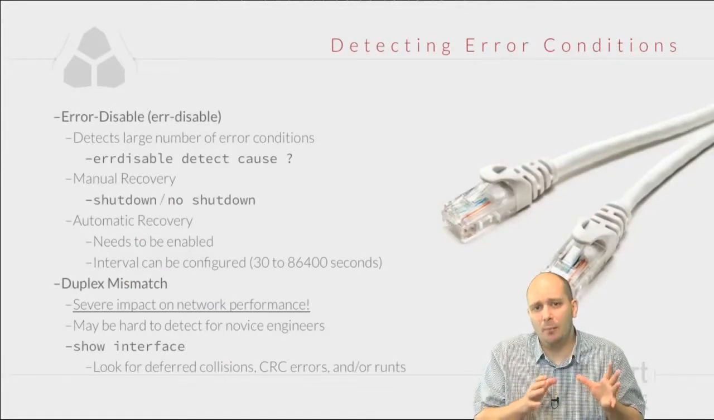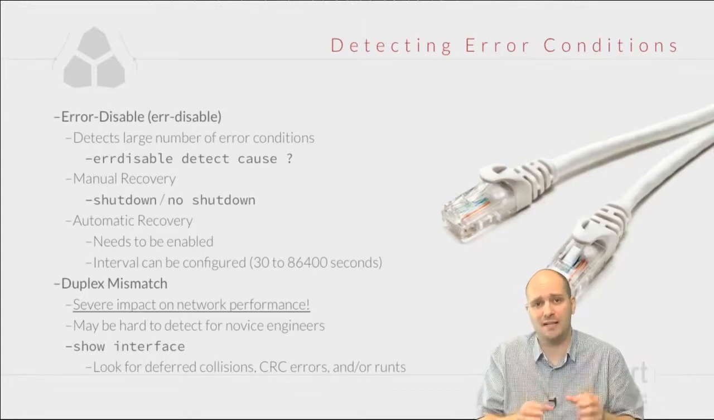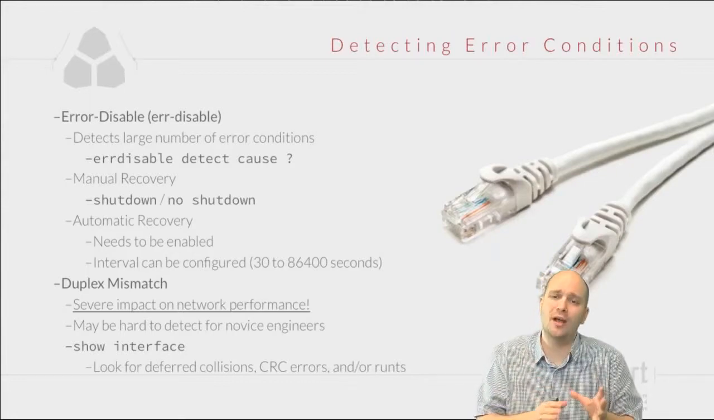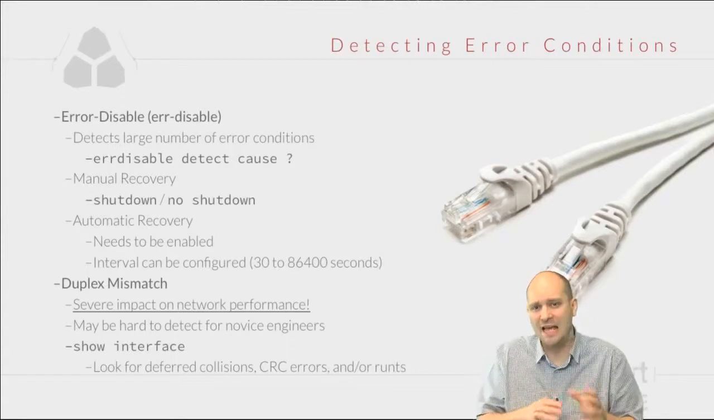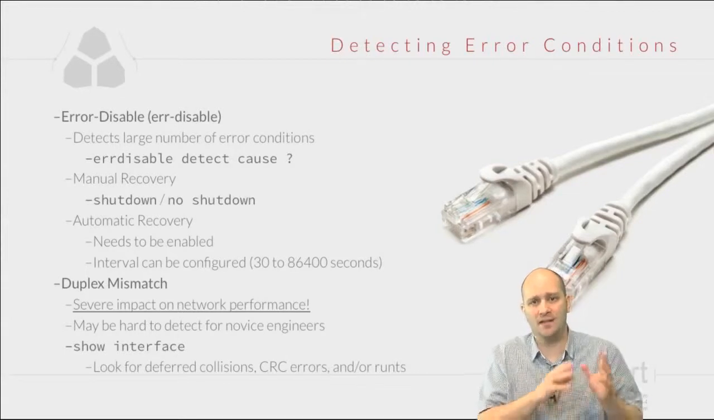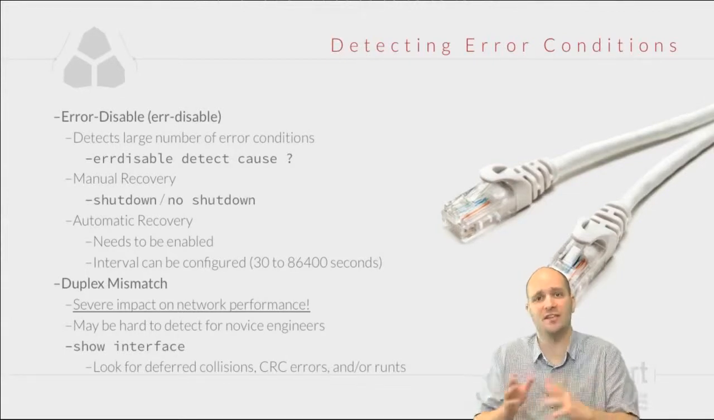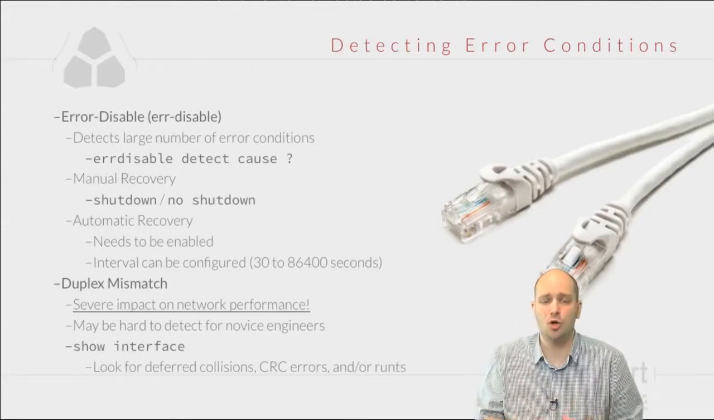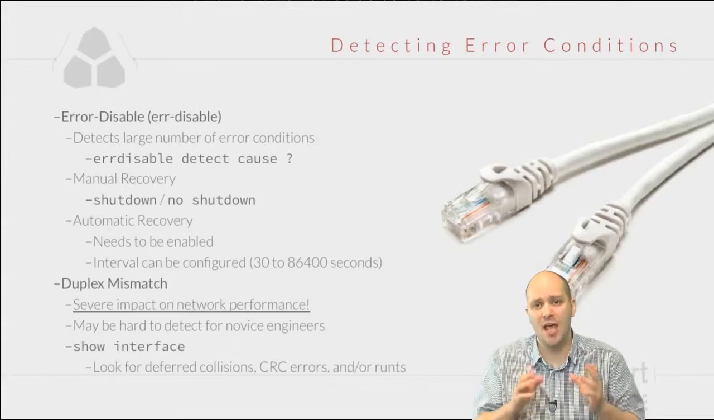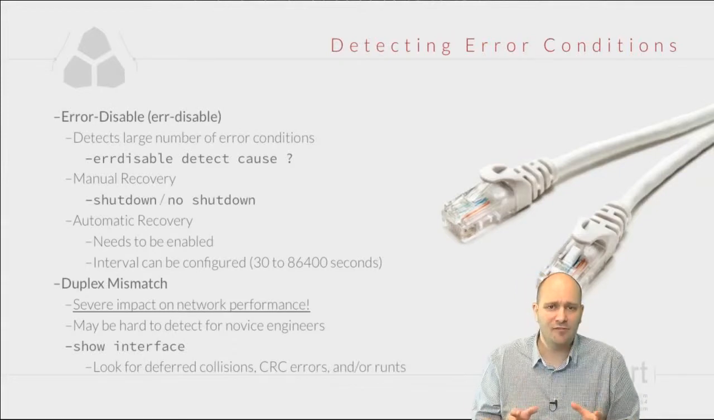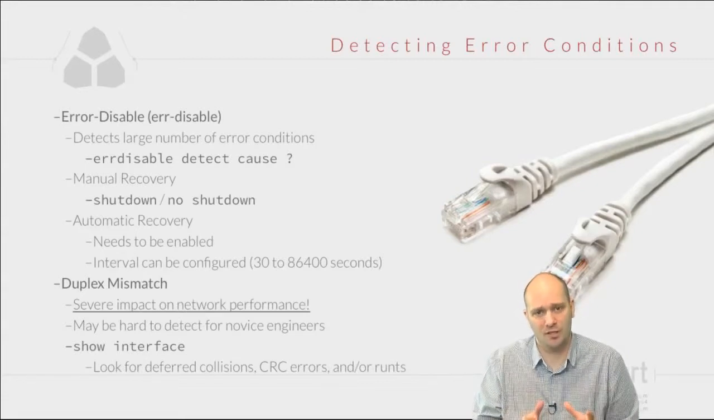If a switch detects a problem on a port, it is going to shut this port down. Except it's not going to go into the admin shutdown mode. So if you do show interface, it's not going to show down or administratively down. It is actually going to show down, and then in parentheses, it's going to say err-disabled. By default, the port will not automatically recover from this condition.